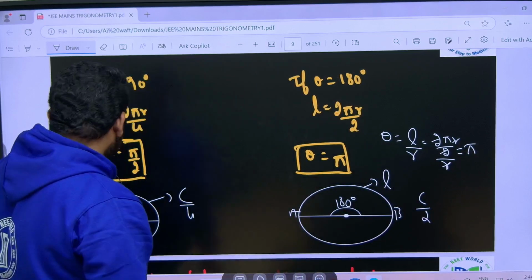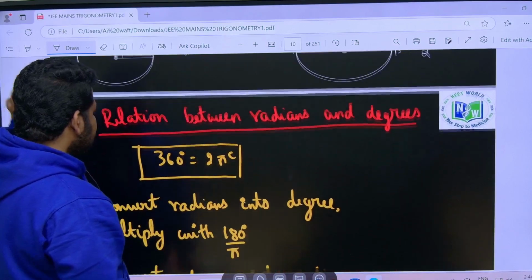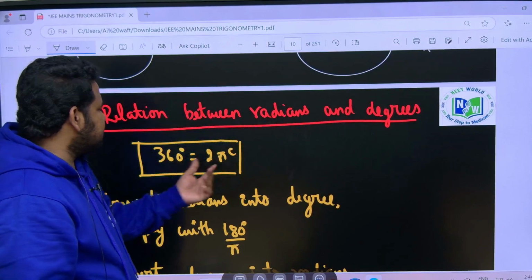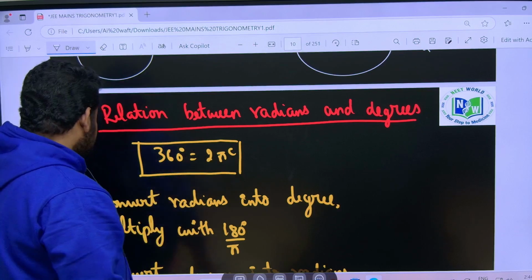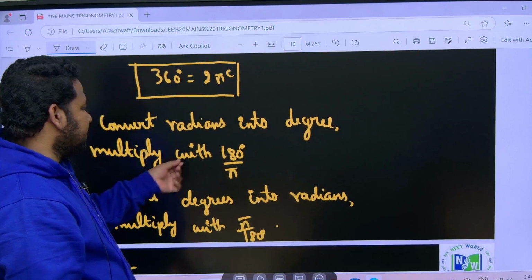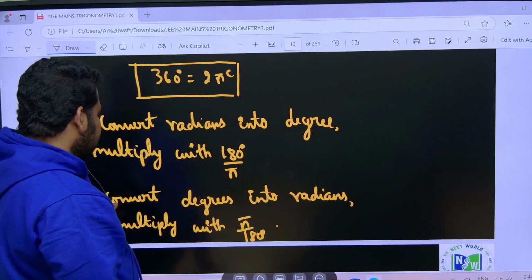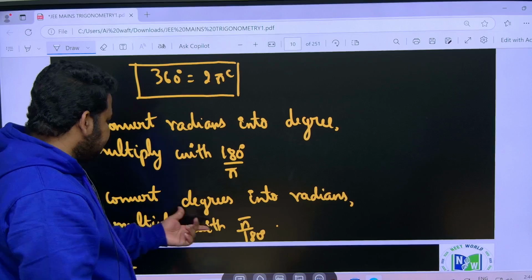So similarly, you will get relation between radians and angles. You have to remember 360 degree is equal to 2 pi radians. So to convert radians to degree, you have to multiply with 180 by pi, or to convert degrees to radians, you have to multiply with pi by 180.